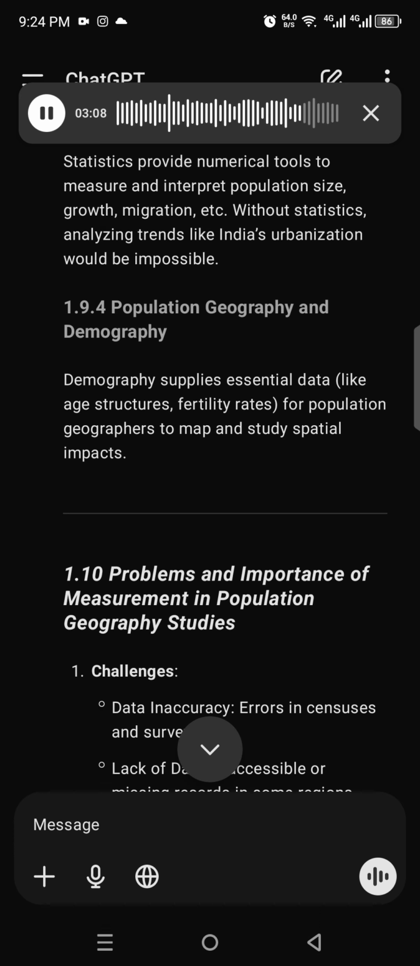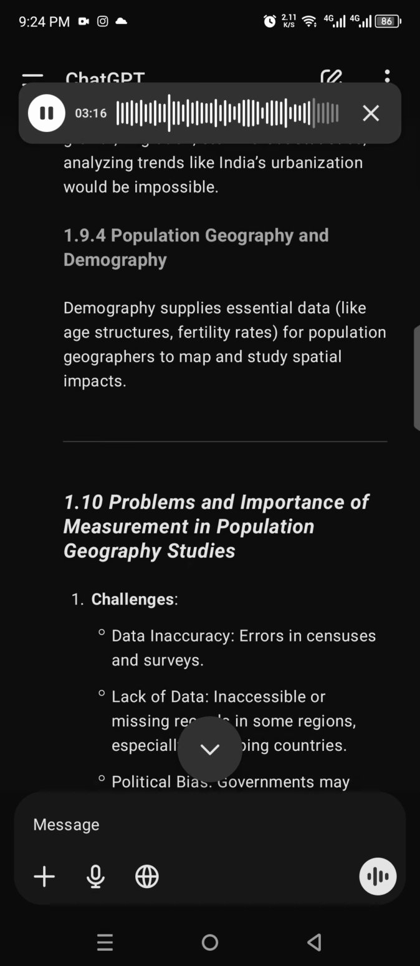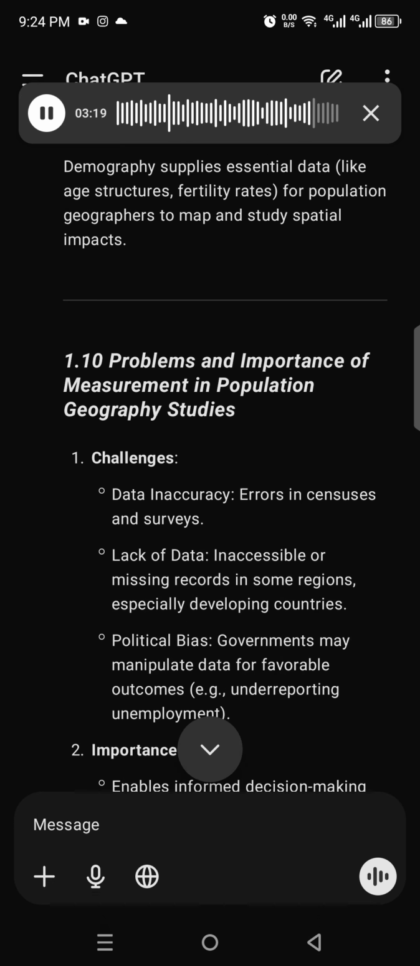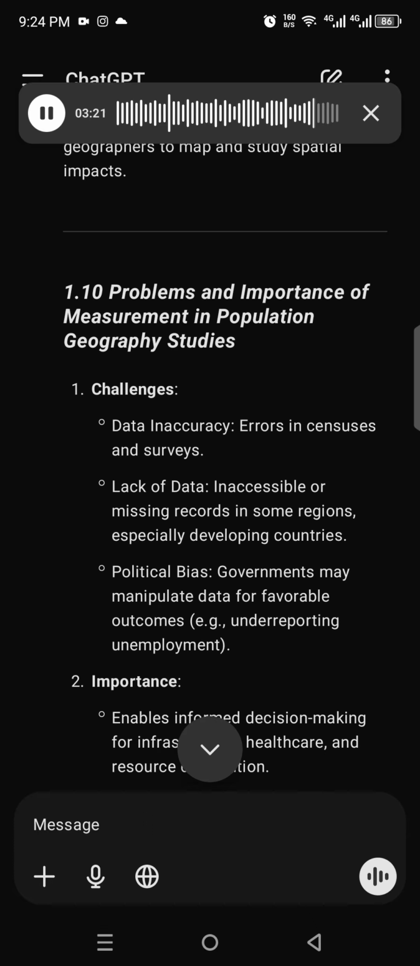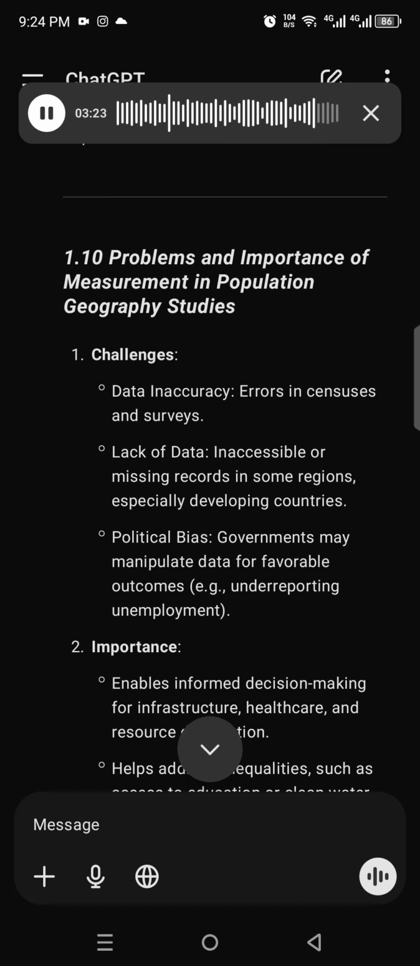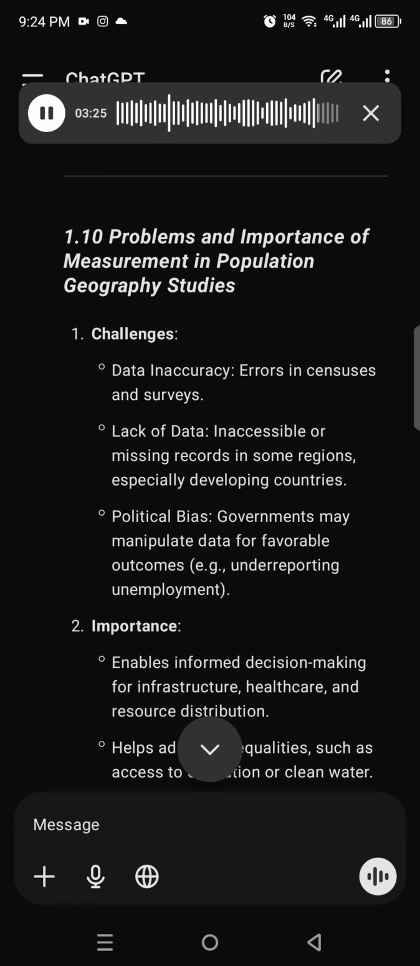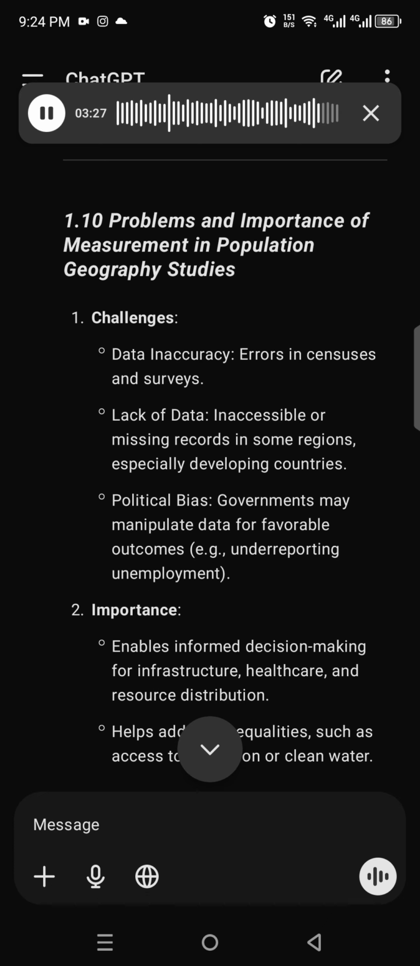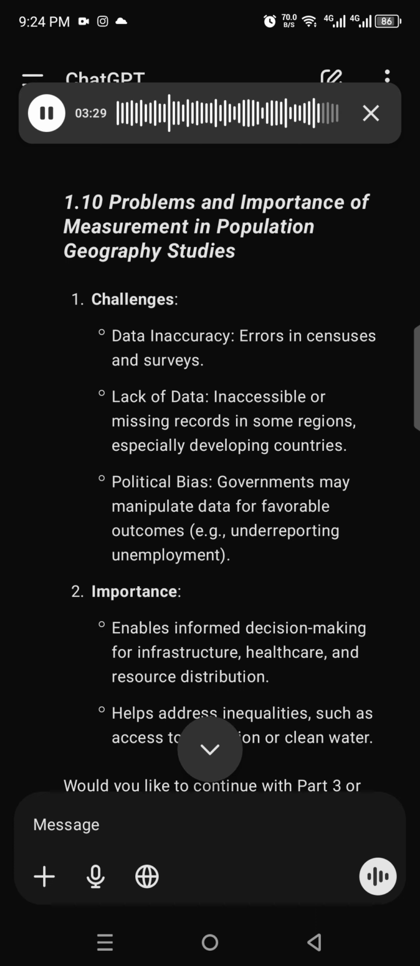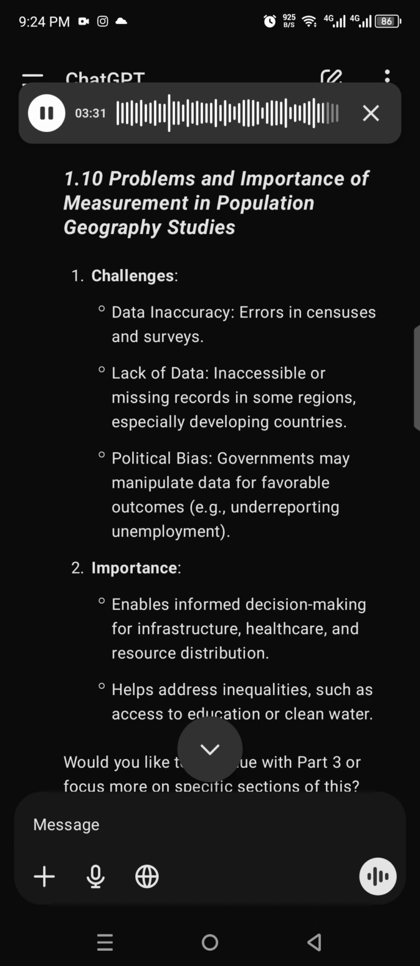1.10 Problems and importance of measurement in population geography studies. 1. Challenges. Data inaccuracy, errors in censuses and surveys, lack of data, inaccessible or missing records in some regions, especially developing countries. Political bias. Governments may manipulate data for favorable outcomes, e.g., underreporting unemployment.